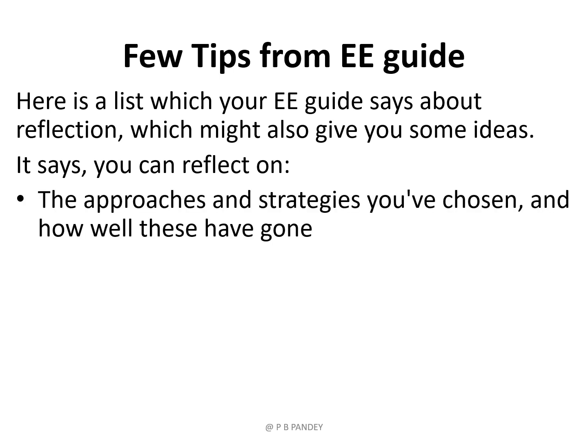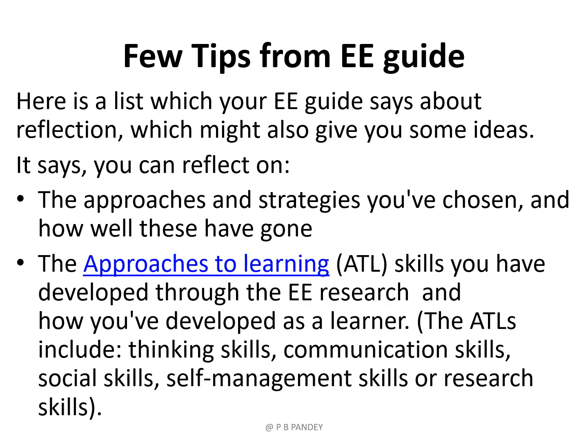It says you can reflect on the approaches and strategies you have chosen and how well these have gone. It says the approaches to learning, ATL skills, that you have developed through the research and how you have developed as a learner. Have you developed your thinking skills, communication skills, social skills, self-management skills, or research skills? You can add this in your third reflection, even sometimes in the second reflection, how you have improved on any of these skills or have used these skills, and that is considered very good by the examiners.